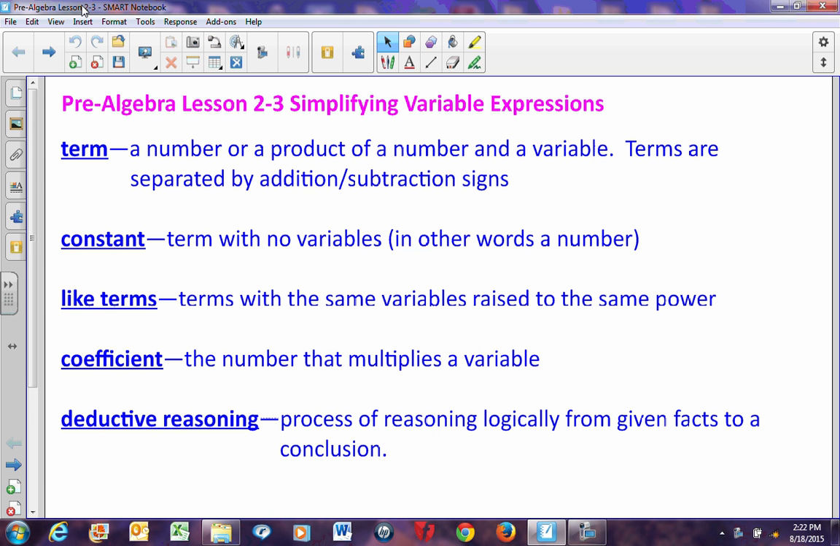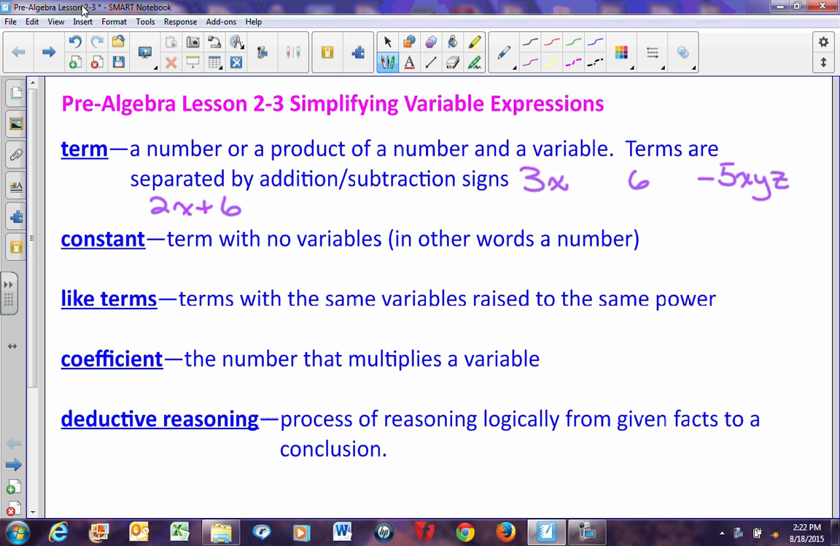For example, 3x is a term, 6 is a term, negative 5xyz are all single terms. If I wanted to write something like 2x plus 6, this is a phrase that has two terms. It's an algebraic expression that has two terms because the 2x is one term, and the 6 is a second term because it's separated by a plus or minus sign.